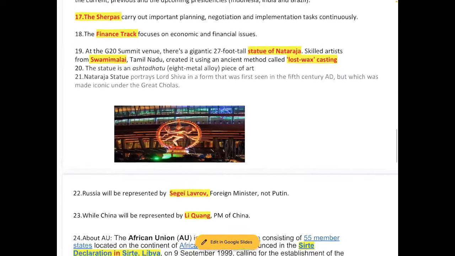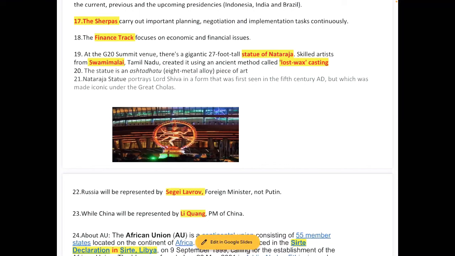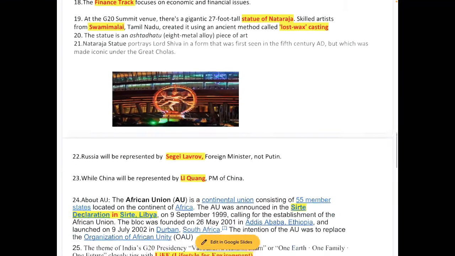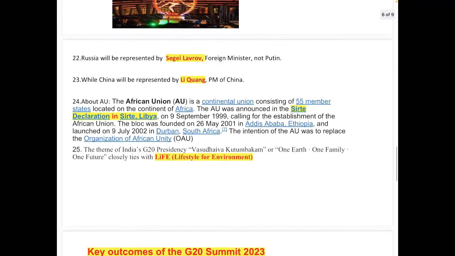Nataraja's statue portrays Lord Shiva in a form that was seen in the 5th century AD, which was made iconic under the Great Cholas. This Nataraja statue is related with what dynasty? The question might ask. It is related with the Cholas dynasty. Then we'll see some other few important points related with this G20.